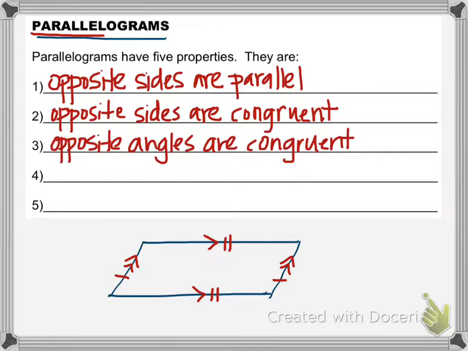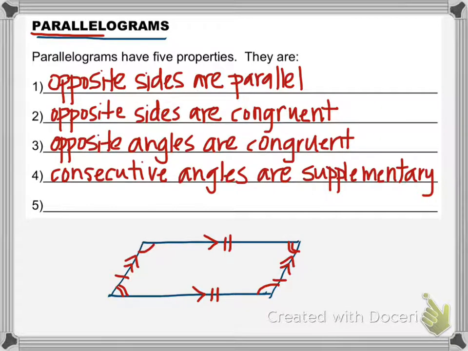The third property is that opposite angles are congruent. So you will have a pair of opposite angles that are obtuse and a pair of opposite angles that are acute. Okay, which leads us to our fourth property.